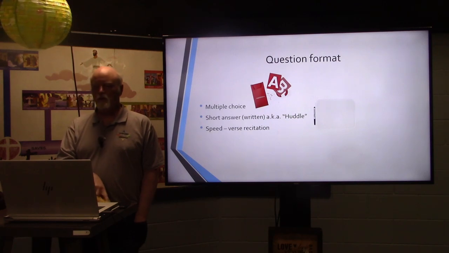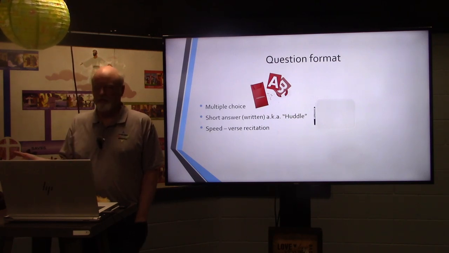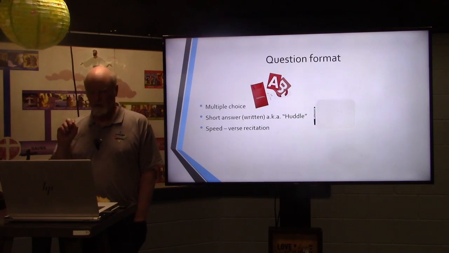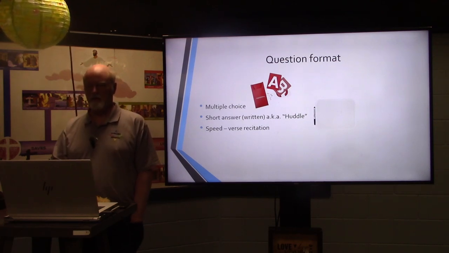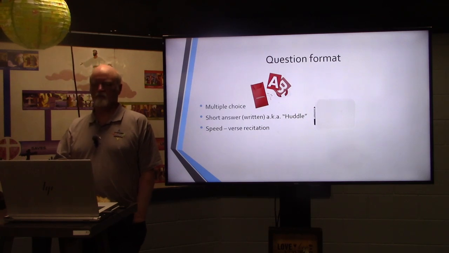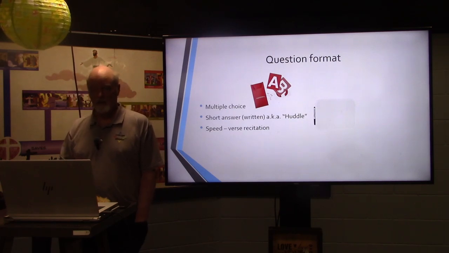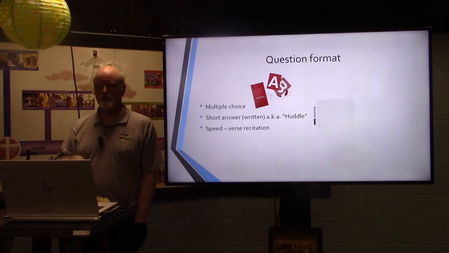The top 2 scores. Most TNT teams, the ideal TNT team, is 2 players. And their scores will be added together. That's the team score. So they're answering independently, but their scores are added together.